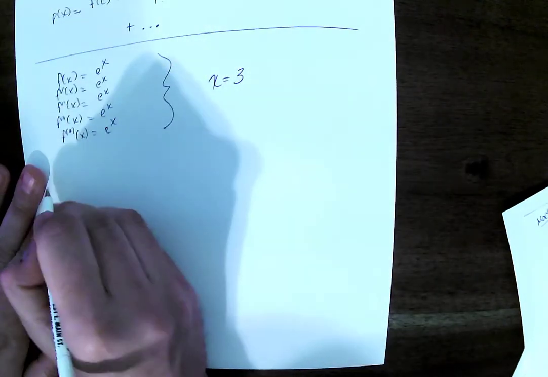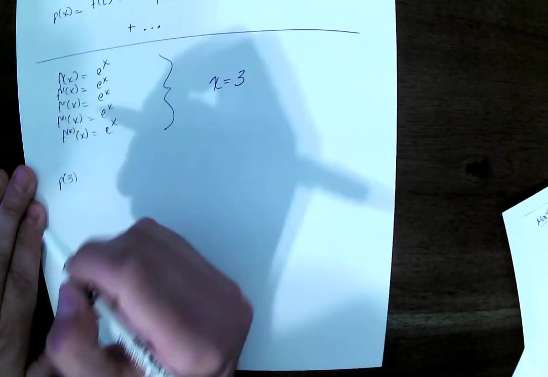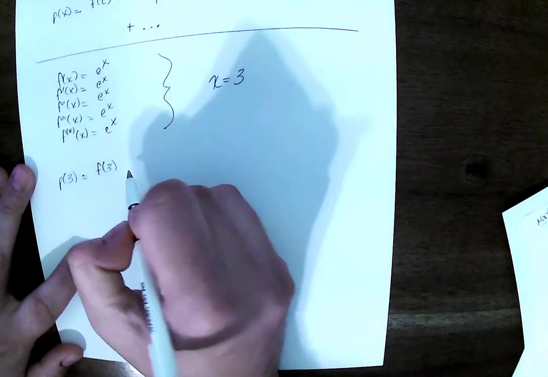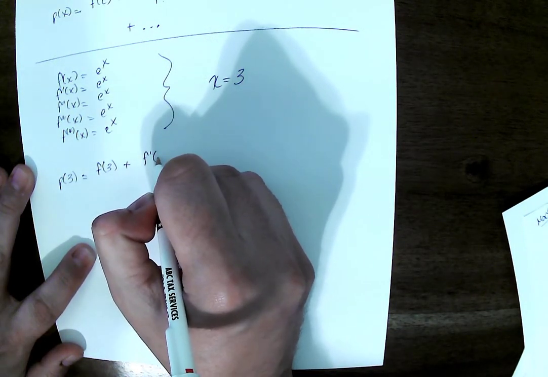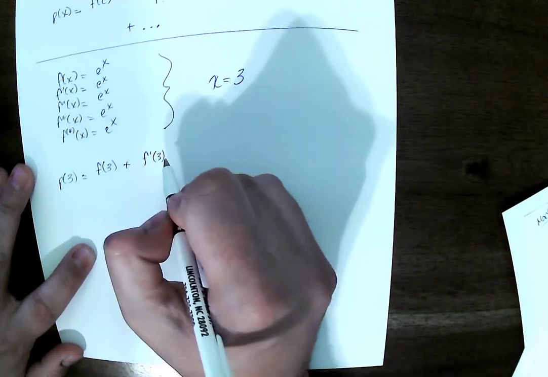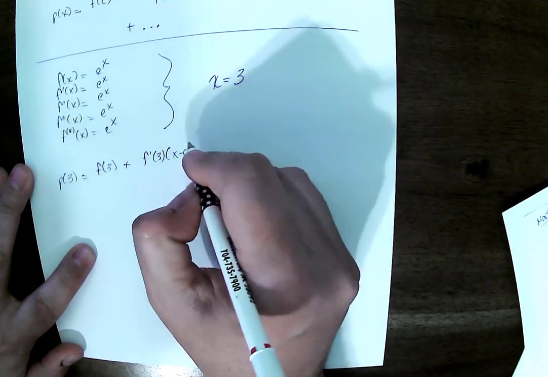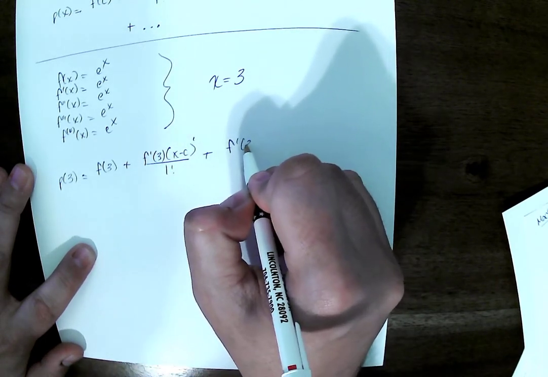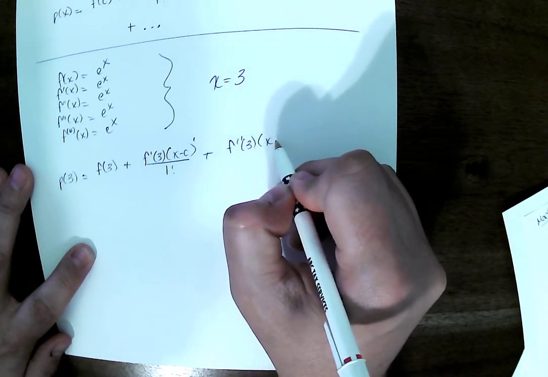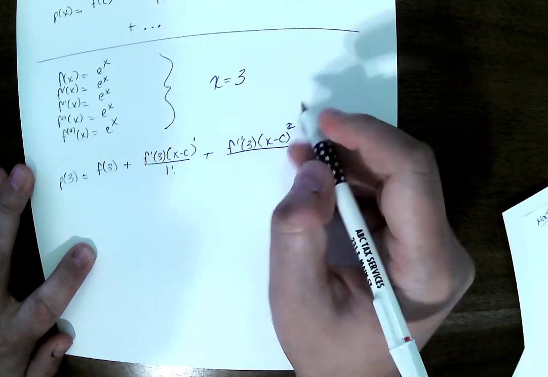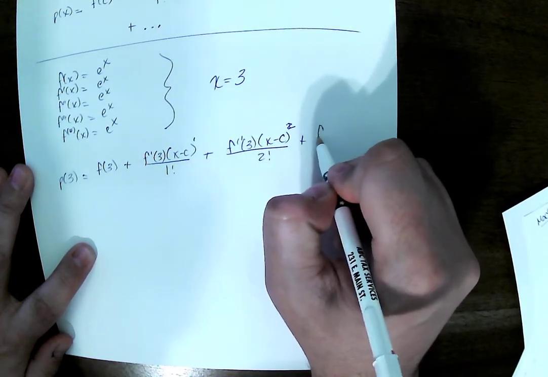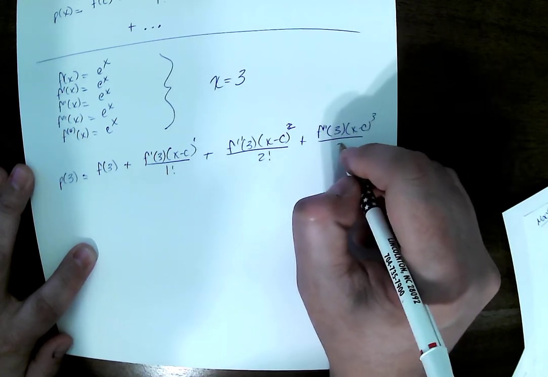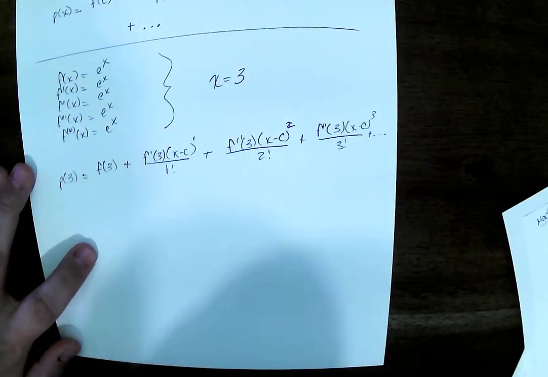Okay, so now if we were to evaluate this, p of x simply equals our function where x equals 3, plus the first derivative when x equals 3 times x minus c to the first power over 1 factorial, plus the second derivative with respect to c, over 2 factorial, plus we'll do one more, the third derivative at 3, times x minus c to the third power, over 3 factorial, plus, and then it continues on and on like that.